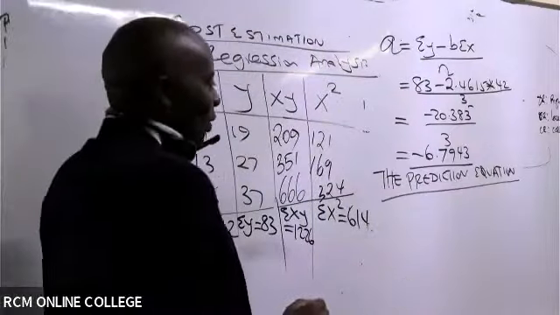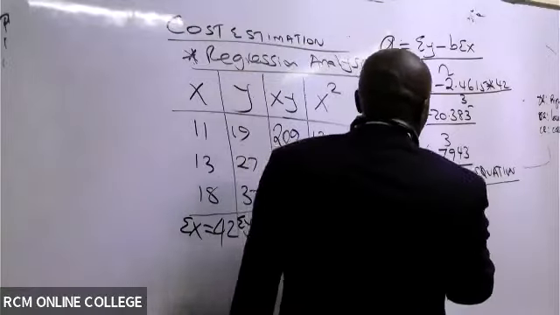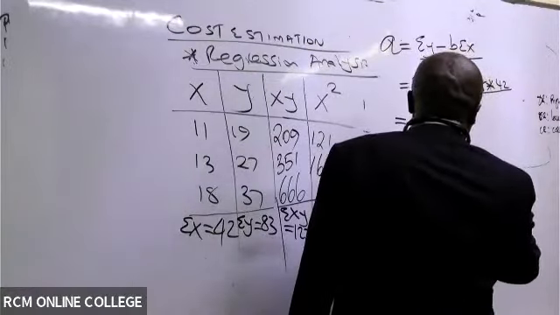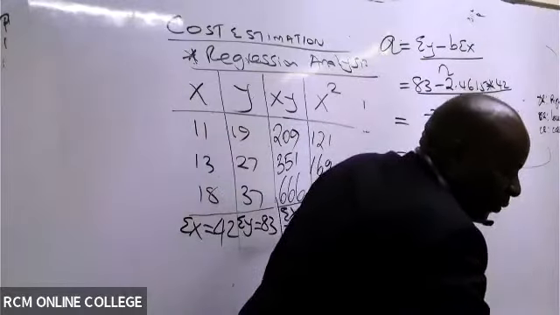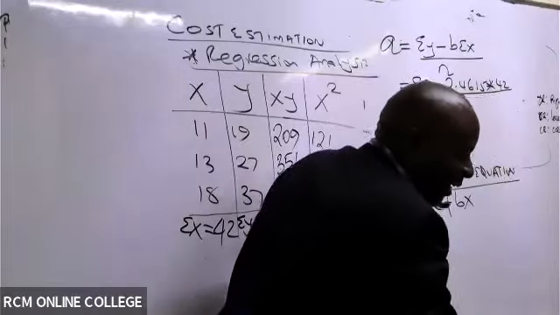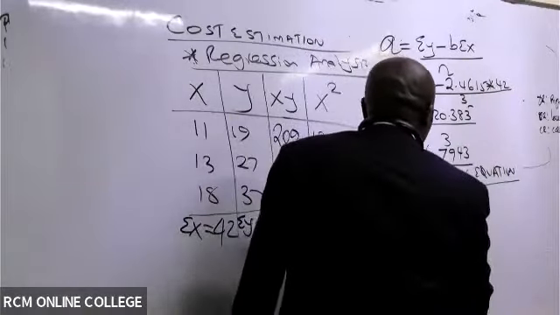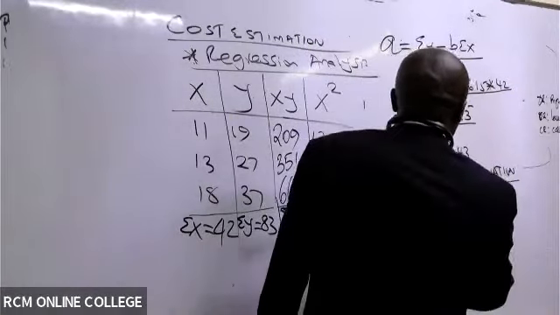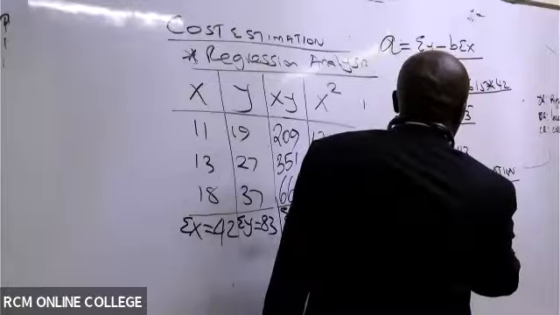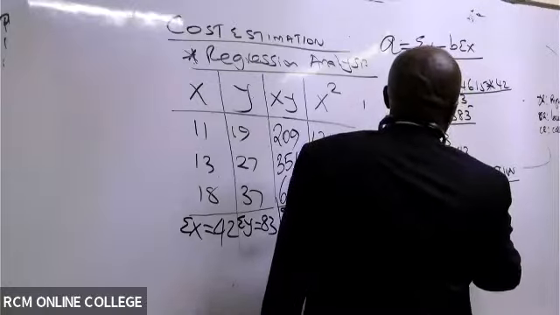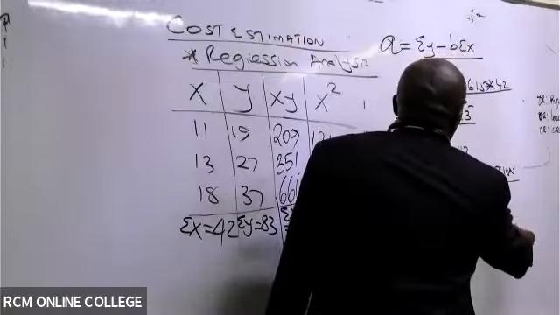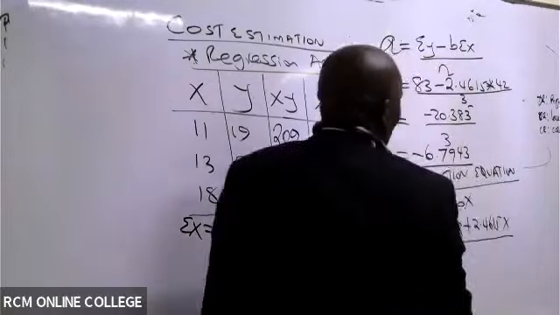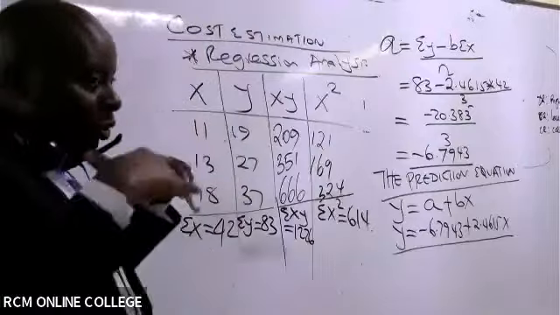The prediction equation. And we know that our equation goes like this: y equals A plus what here? Bx. All right. So then my y will be equal to A, which is minus 6.7943, plus b, which is 2.4615 x, like that. Because the moment you get the values of A and B, you simply substitute them in there.